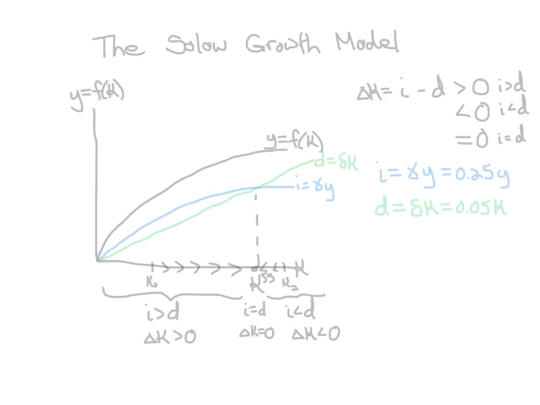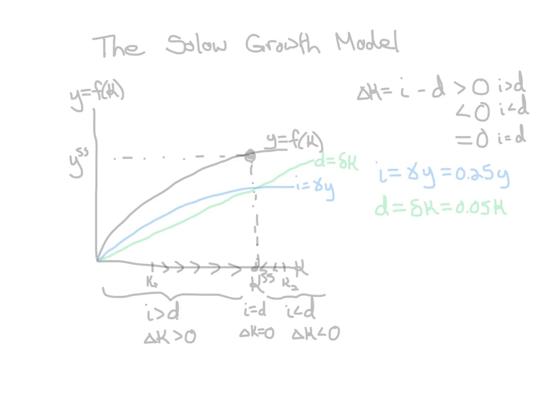So now let's actually mathematically solve for the steady state level of capital stock, and from that, once we know KSS, we can determine what the corresponding steady state level of output per worker is. So we'll call that YSS. Okay, so solving for the steady state level of capital per worker is very straightforward.